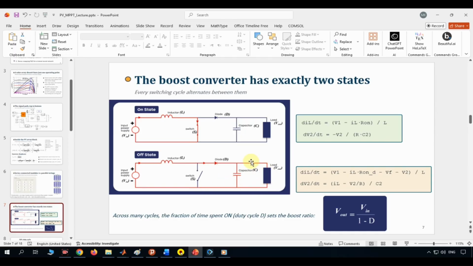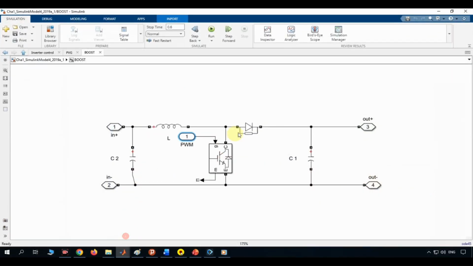Just after the switch and inductor junction sits a diode. Its job is simple but essential. It only allows current to flow one direction, from the inductor toward the output. This prevents the output capacitor from discharging backward through the switch whenever the switch turns on. Without this diode, all the energy stored in the output capacitor would simply drain straight back through the switch every single cycle, and the converter would never be able to maintain a boosted output voltage.